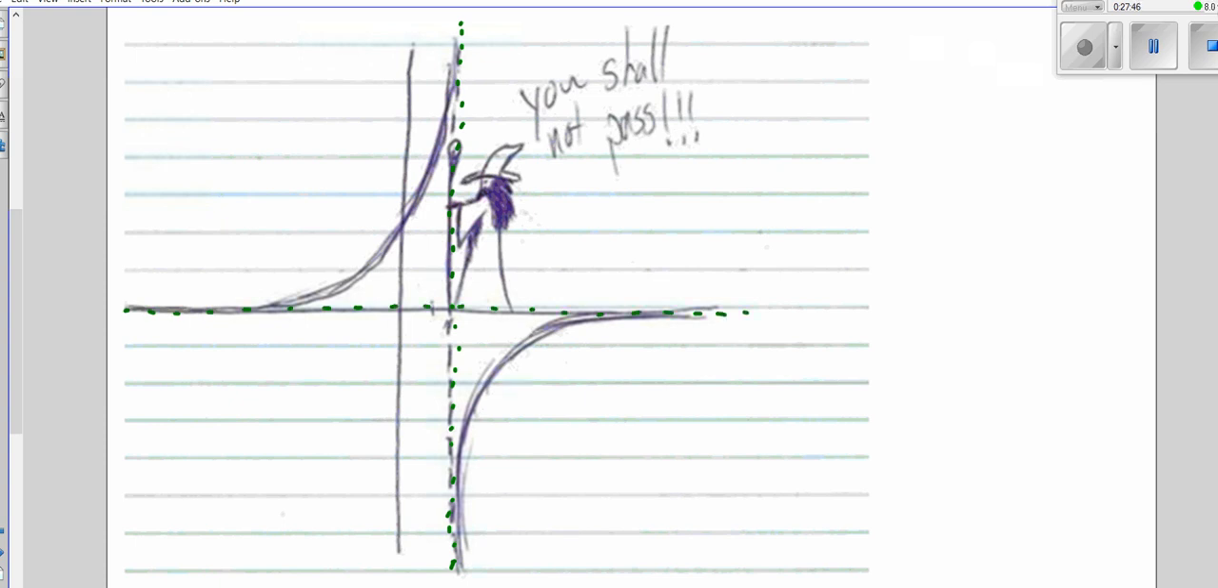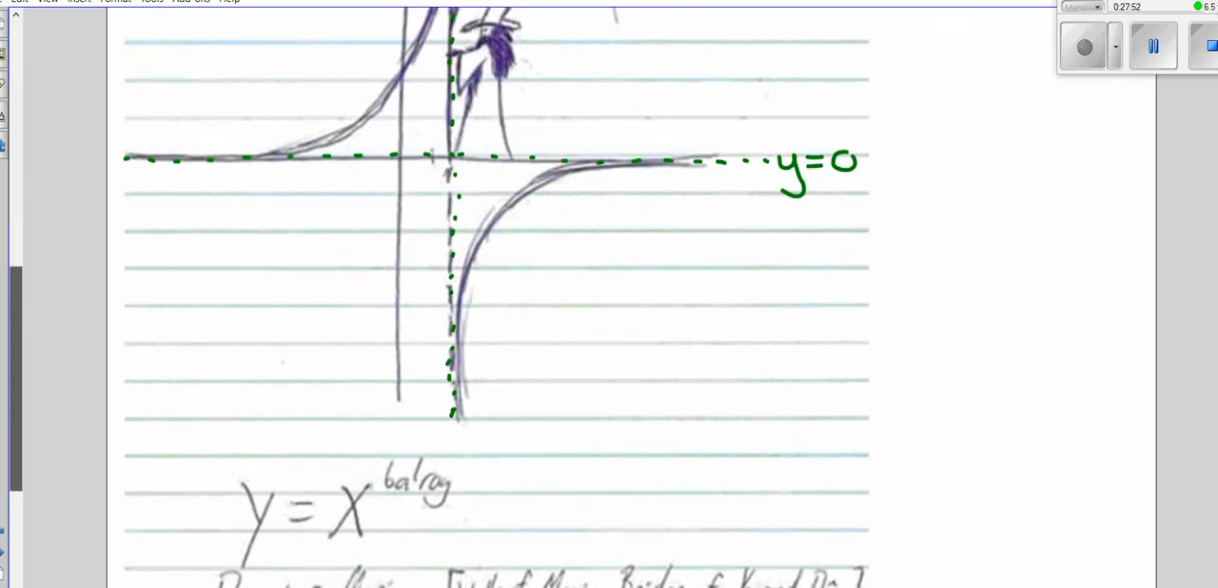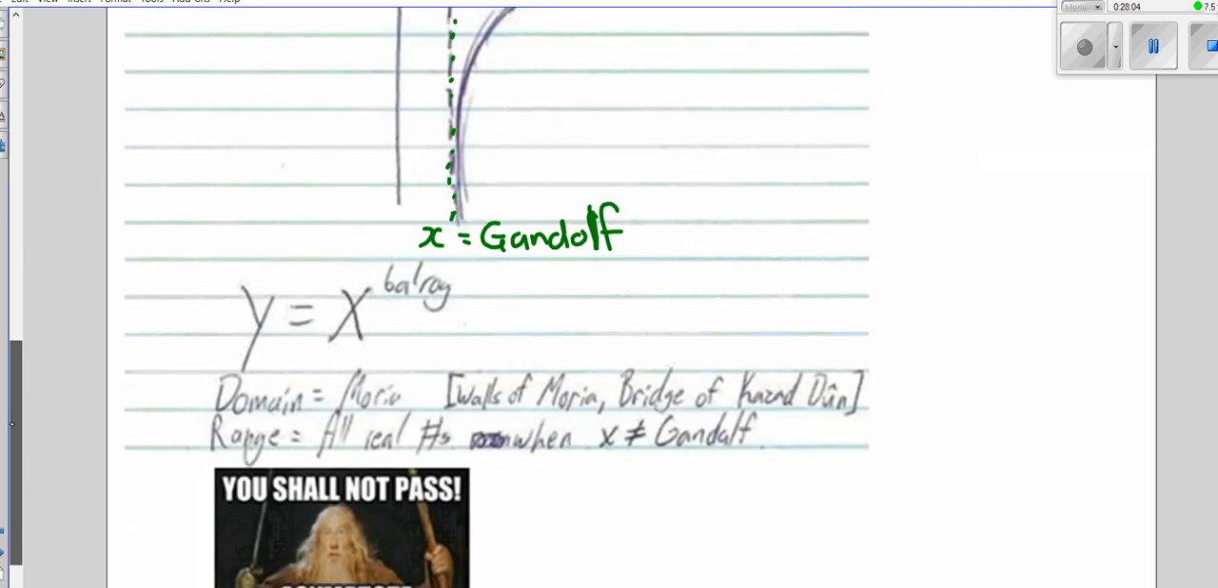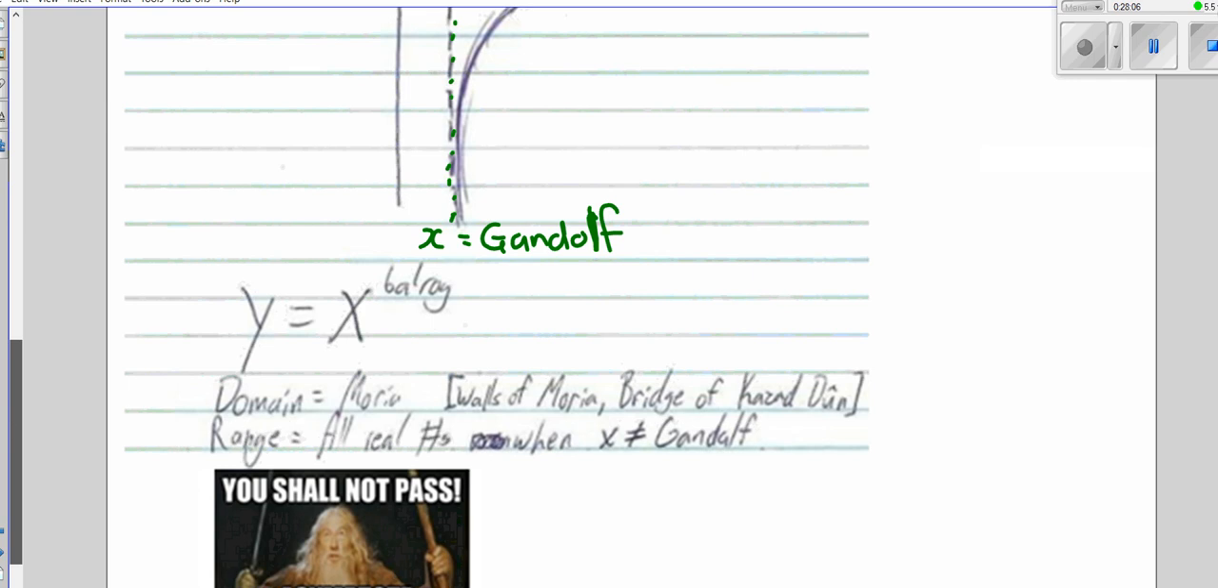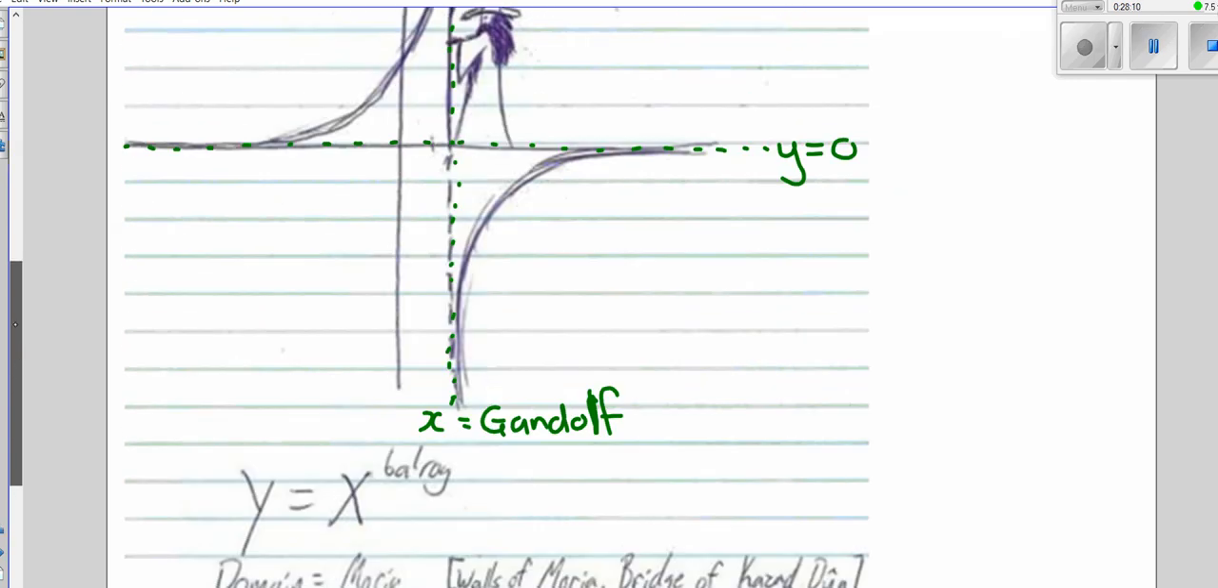Cut through y equals 0. We don't know what coordinate that asymptote is. We can call it x equals Gandalf. Is that how you spell Gandalf? Yeah, we do. Gandalf. Hence why they've said the range is all real numbers, because here's the actual function.